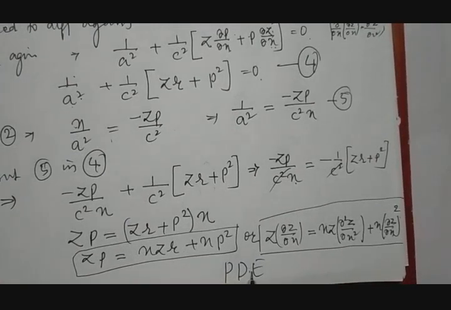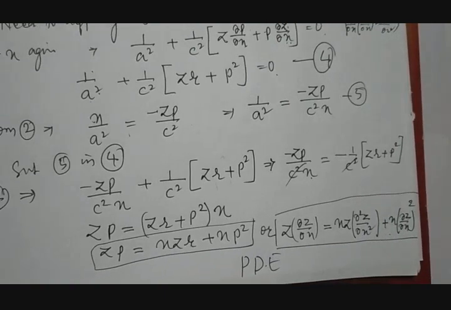Either you represent partial differentiation like this, but you write down what is the meaning of these notations p, q, r, okay, or you take the notation like this and you conclude with a partial differential equation.